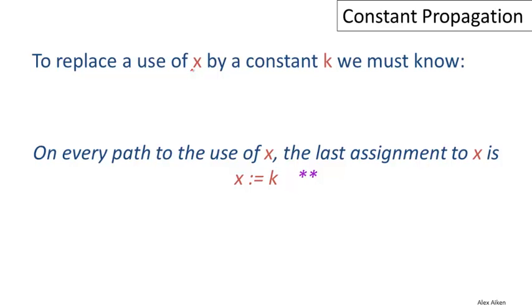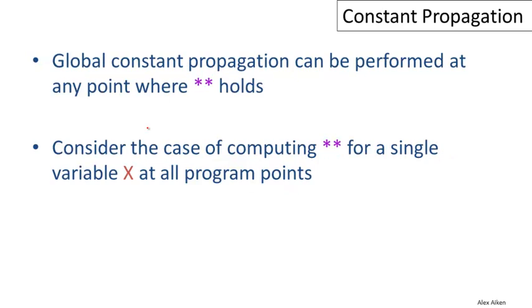So to replace a use of a variable x by a constant k, we have to know the following property, that on every path to the use of x, the last assignment to the variable x is x equals the constant k. And this has to be true again on every path to the use of x. Now, global constant propagation can be performed at any point where this property holds.